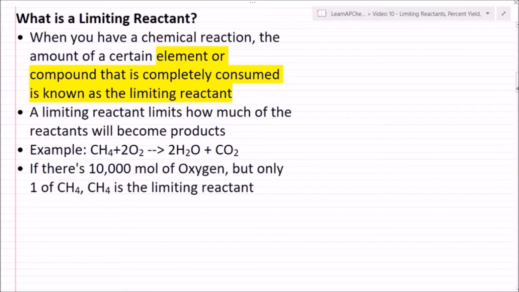Here's a real-world example of a limiting reactant. If we have this equation, methane combining with oxygen to produce water and carbon dioxide, let's say we have 10,000 moles of oxygen, but only 1 mole of methane. That 1 mole of methane is going to be completely consumed, and so that's the limiting reactant. And that is going to limit how much of this oxygen will become products. Not all 10,000 moles of oxygen are going to combust because CH4 is our limiting reactant.